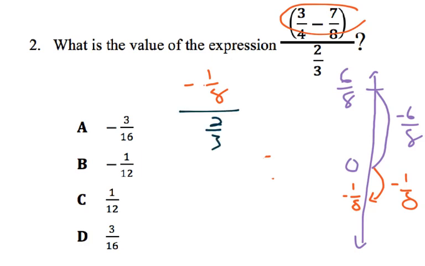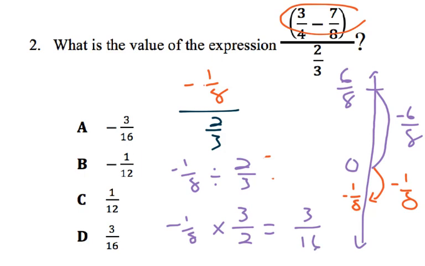From there, I can use keep, change, flip, because I have -1/8 divided by 2/3. So I'm going to do keep, change, flip. 1 times 3 is 3. 8 times 2 is 16. The factors have different signs, so my answer should be negative, and the answer here is A.